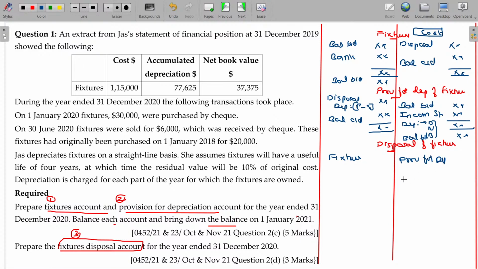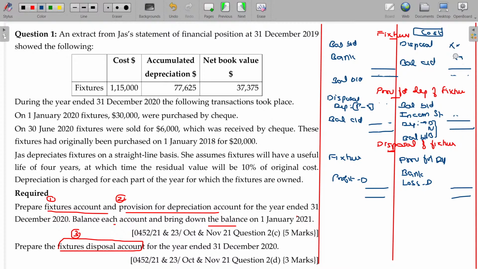If you sell the asset for cash, then bank will be posted here. On sale, you will either get a profit or a loss. In case of profit, profit on disposal. In case of loss, loss on disposal. Once finished, it will automatically tally. I have now completed the format. Now you feed the details here, and automatically it gets closed.